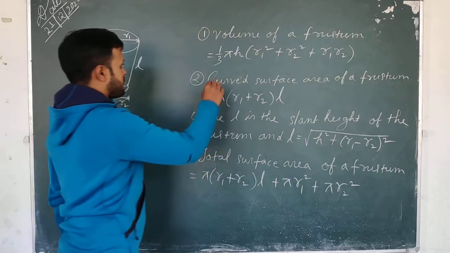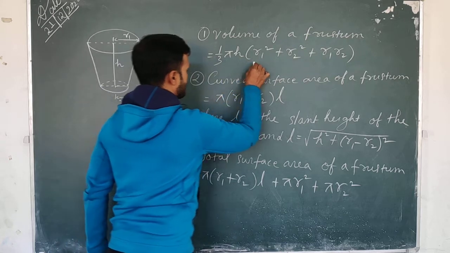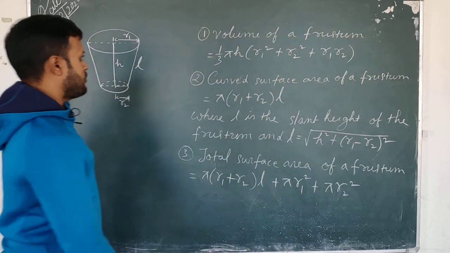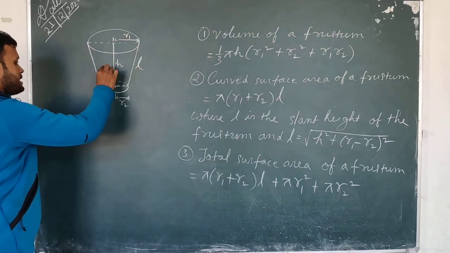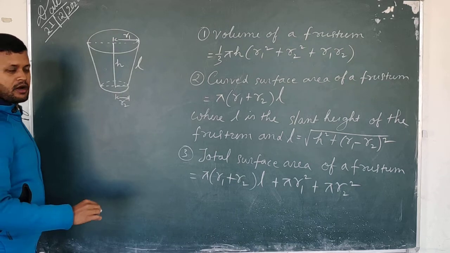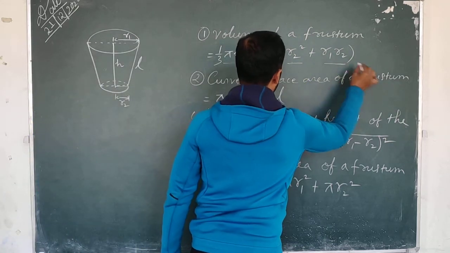Okay. So volume of the frustum is given by 1/3 pi h (r1 square plus r2 square plus r1 into r2). Okay, so what is the capacity of this frustum? How much water will enter inside this bucket? How will you find out? Through this formula: 1 by 3 pi h (r1 square plus r2 square plus r1 into r2).